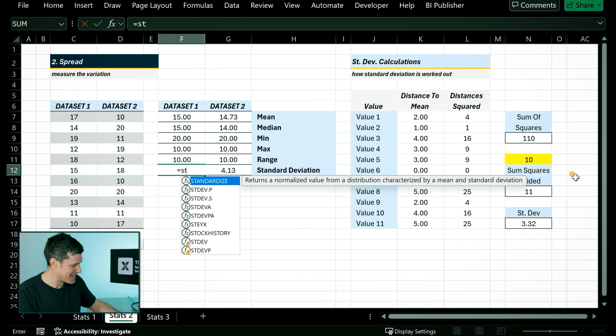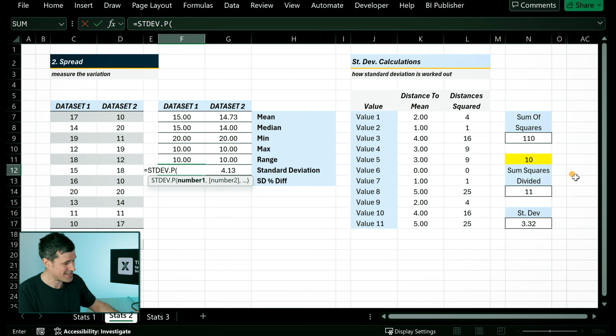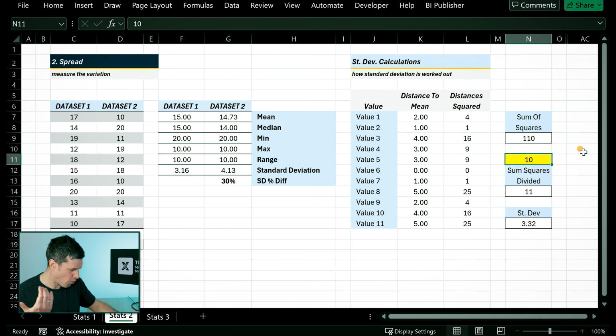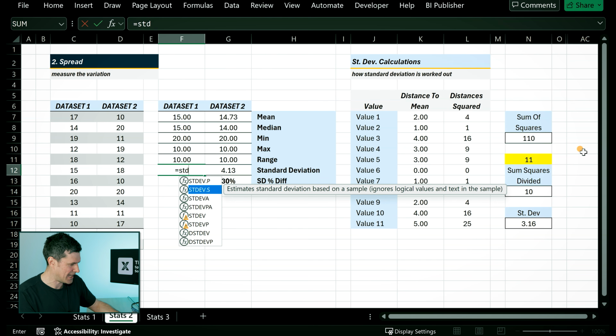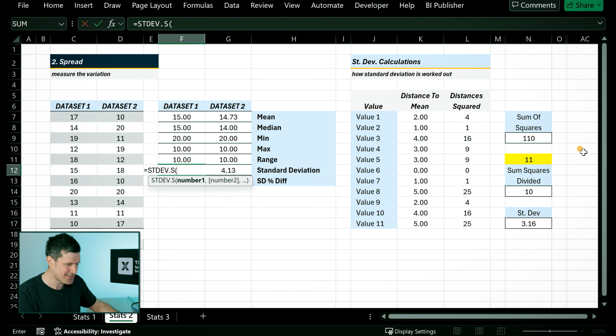If I were to change this to standard deviation P, which is actually the less used measure, of course, apply that to the data set, what value will we get? 3.16. And just to illustrate this, we're now using all of the values in the data set, and you can see 3.16 down here. But the long and short of this is, of course, I recommend using the standard deviation S formula. This one is the one that's usually used in the real world, but hopefully you're seeing why we need to include a measure of spread in our analysis.